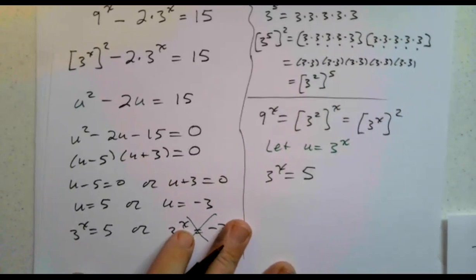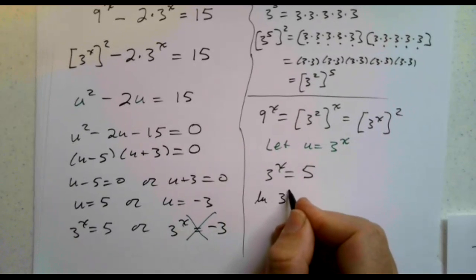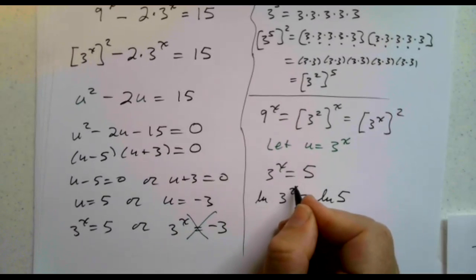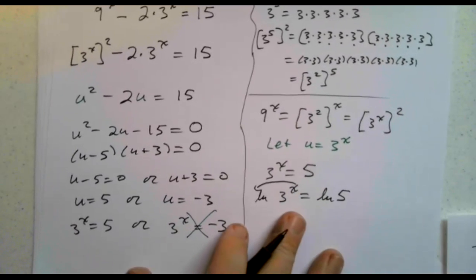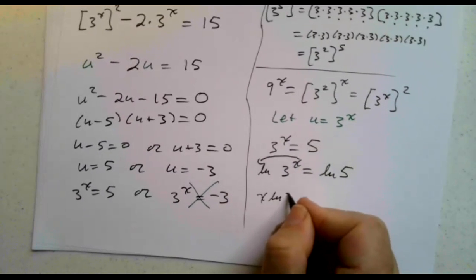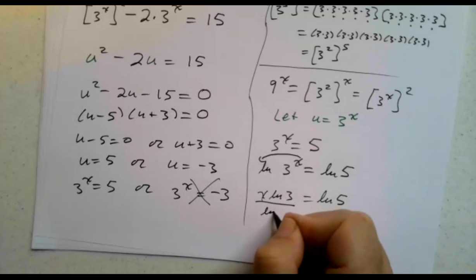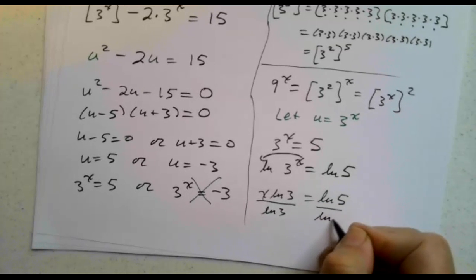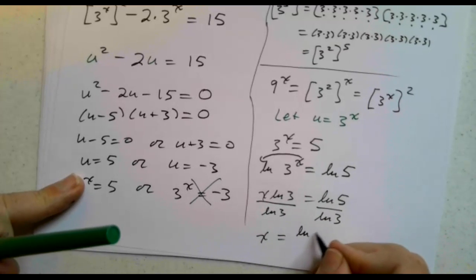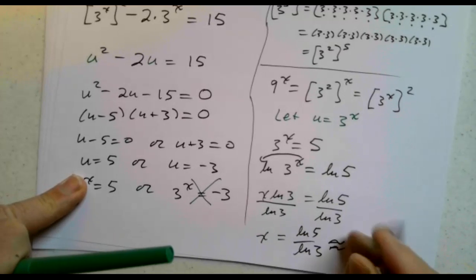I'm going to take the natural log of both sides. You could take log base 3 of both sides. I like to always use the natural log. Natural log of 3 to the x equals natural log of 5. Pull the exponent down in front. So we get x times natural log 3 equals natural log 5. Divide both sides by natural log 3. And we get x is natural log 5 over natural log 3, which is approximately how much?